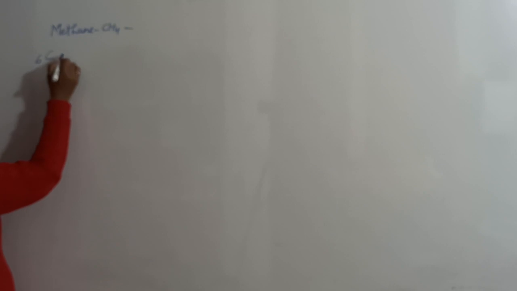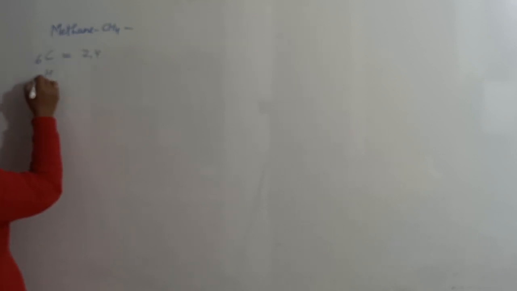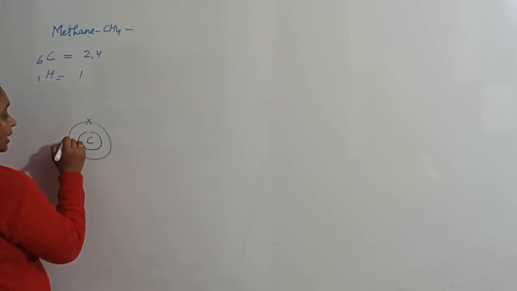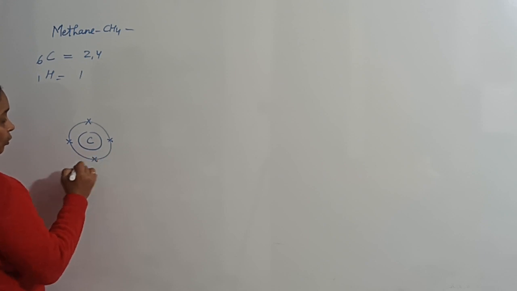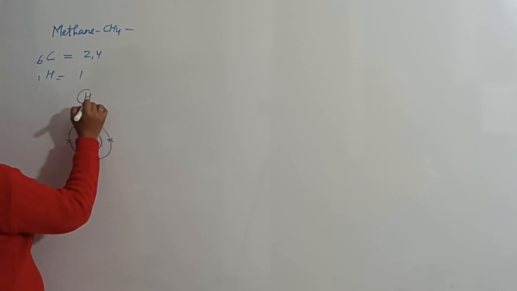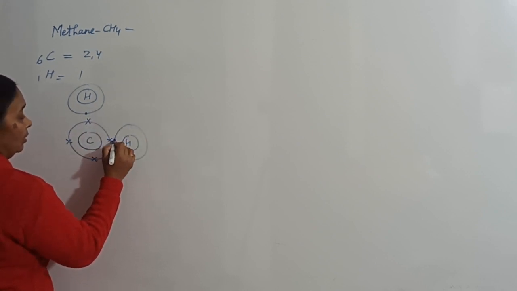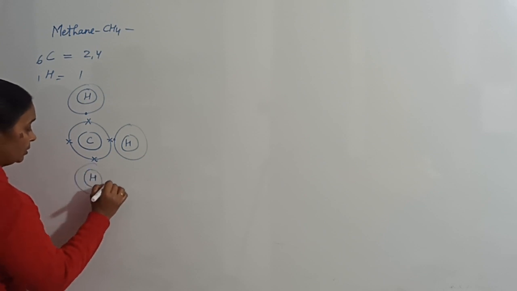So first I am taking the methane molecule. Methane is CH4. That means it is made up of one carbon, atomic number 6, electronic configuration 2,4, and 4 hydrogens with atomic number 1, 1 electron in the outermost shell. First I am going to show you the carbon atom, with 4 electrons in the outermost shell, and hydrogens have 1 electron in the outermost shell. There are 4 hydrogens.